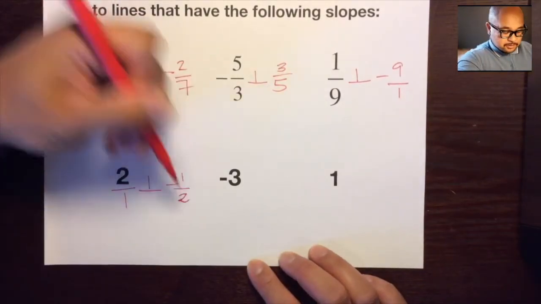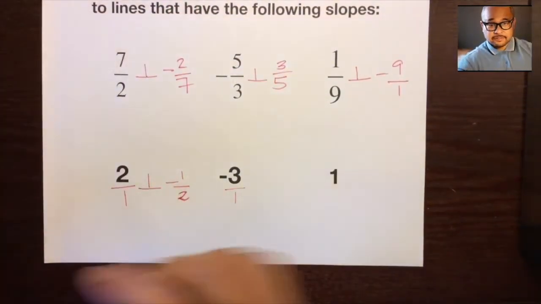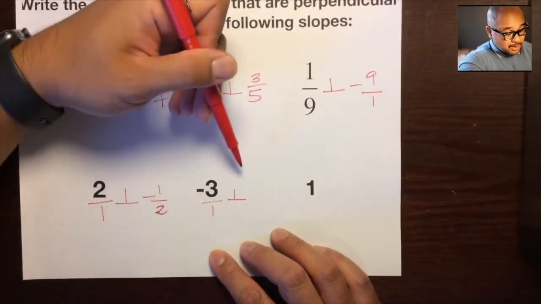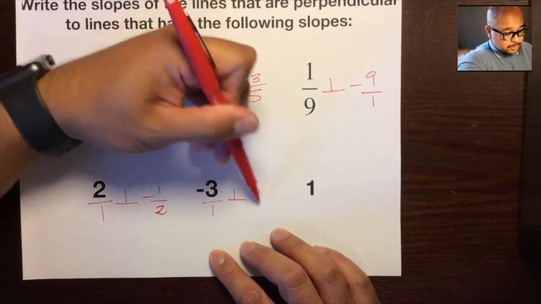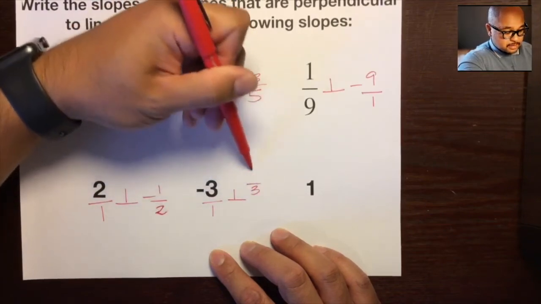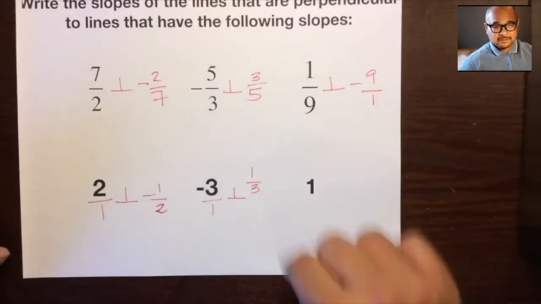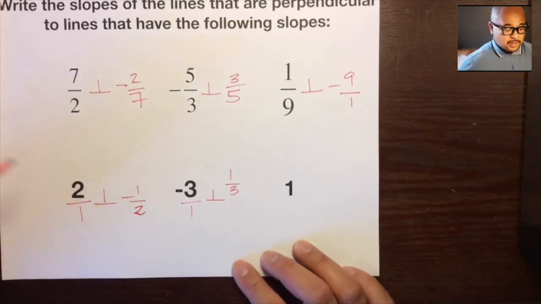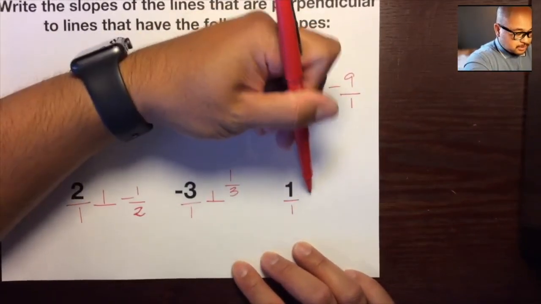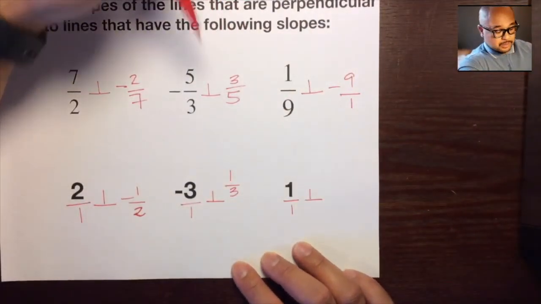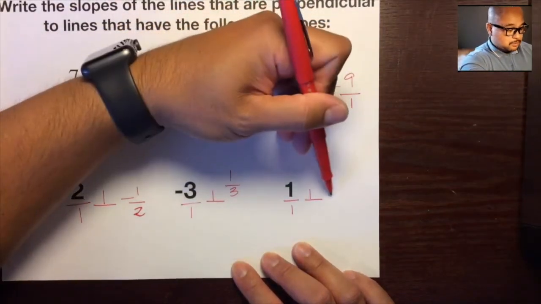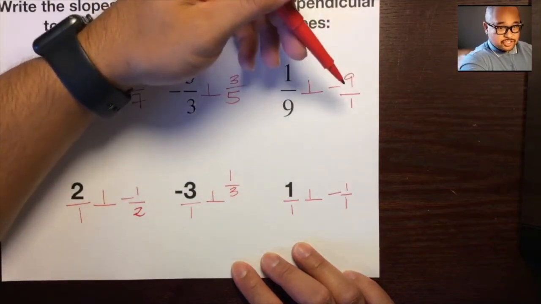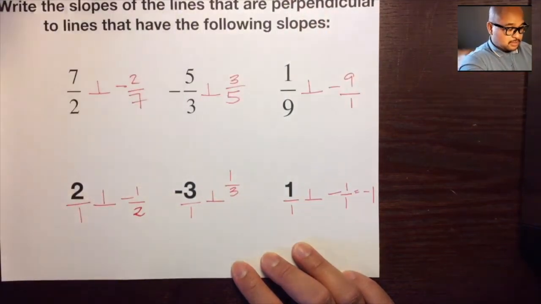Let's make this into a fraction, negative 3 over 1. And then perpendicular would be positive 1 over 3. Okay, and then this one is probably the trickiest one. Let's make this into a fraction, and then its perpendicular slope would be, well, this one's positive, so the opposite would be negative, and then reciprocal will be 1 over 1, which is just negative 1.